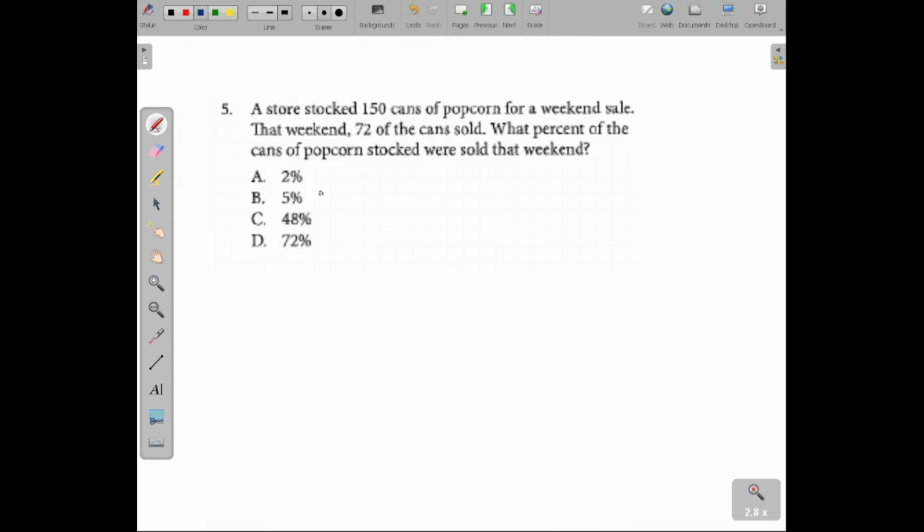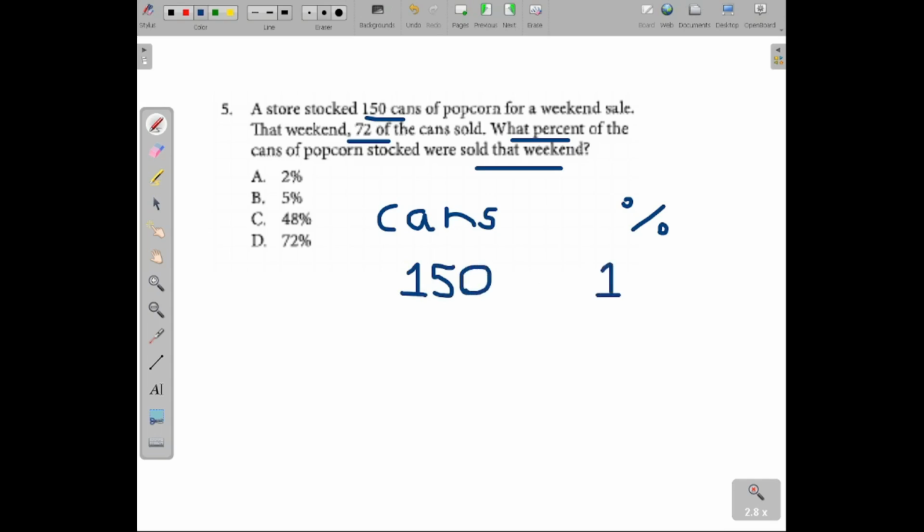Finally, number 5. A store stocked 150 cans of popcorn for a weekend sale. That weekend, 72 of the cans sold. What percent of the cans of popcorn stock were sold that weekend? So we know that 72 of the cans were sold, but what is the percentage? We can use the rule of 3. We have the cans and the percentage. So the total is 150 cans, which represents the 100%.